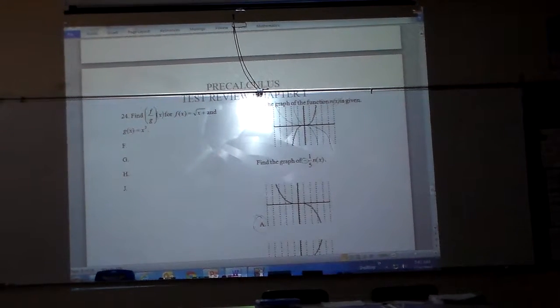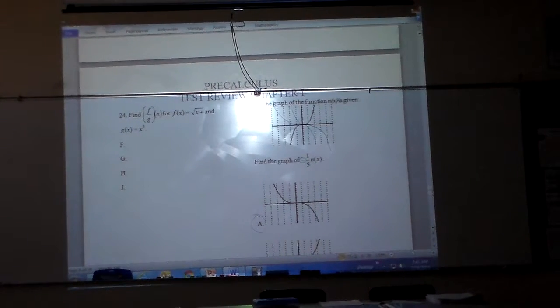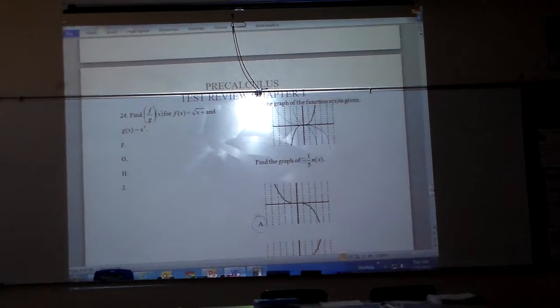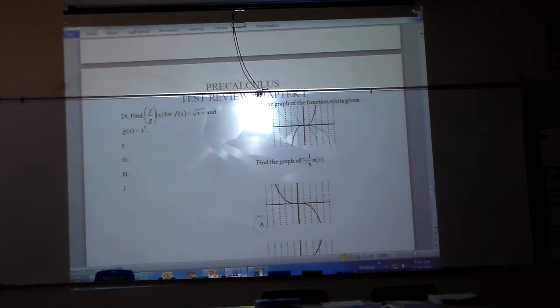Transformations. Remember, inside liar is about parentheses, and outside plus or minus is exactly what it is, a vertical shift up and down. Negatives reflect things either across the x or the y, and then the vertical stretching and shrinking, dealing with the problems.